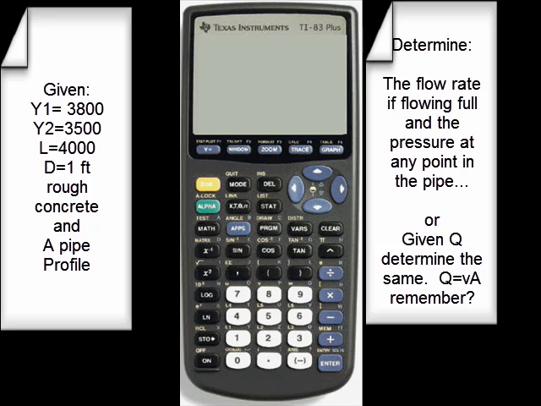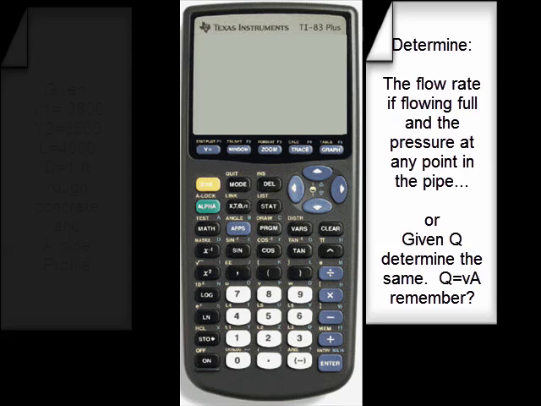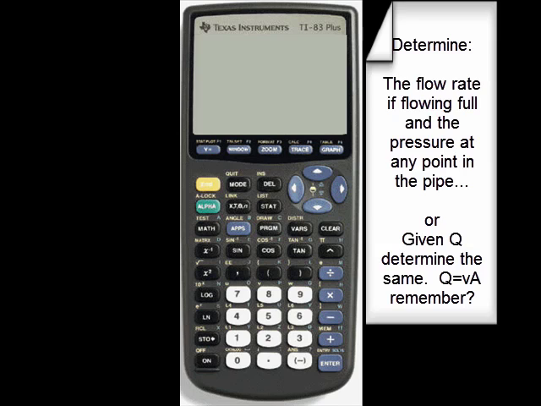And the question is, what is the pressure? What is the energy grade line? What is the hydraulic grade line? And what is the pressure in the pipe at any point in the system? Not just one point, but any point. And you can do that by comparing graphs. You can do it with numbers and equations, but numbers and equations are nothing more than graphs.